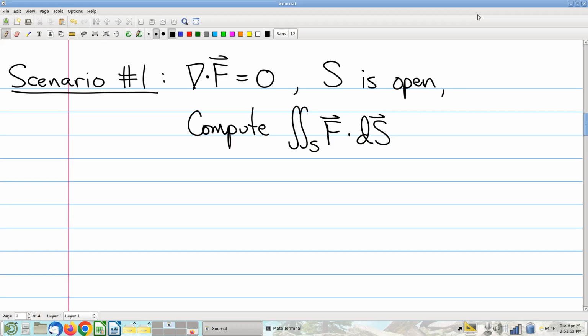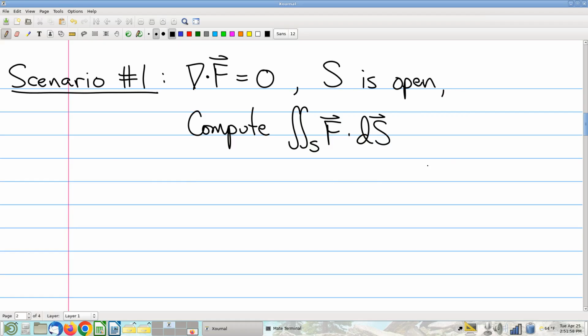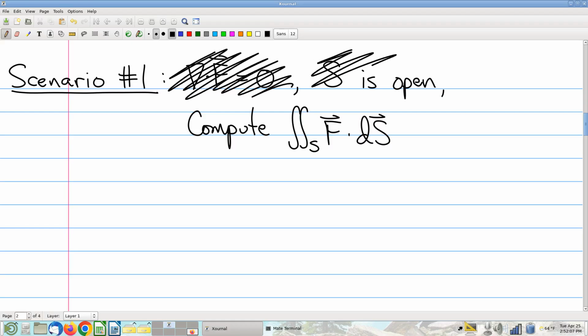Okay, so here's a scenario. Let's suppose we've been asked to compute a flux. And a little background information, it's going to turn out that the divergence is 0 and that the surface is an open surface. But maybe that's not given. So momentarily I'm going to scratch these out. And the scenario we're evidently starting with is just that we've been asked to compute a flux.